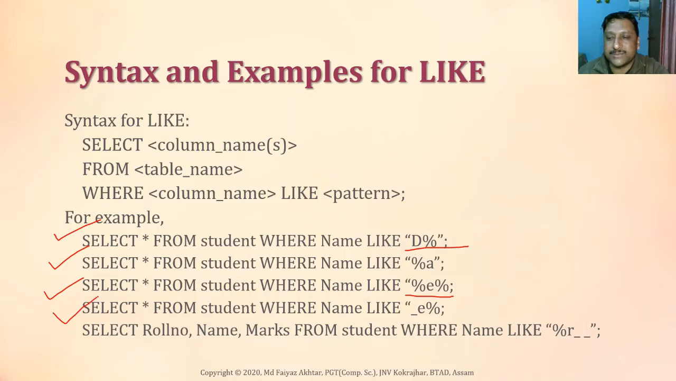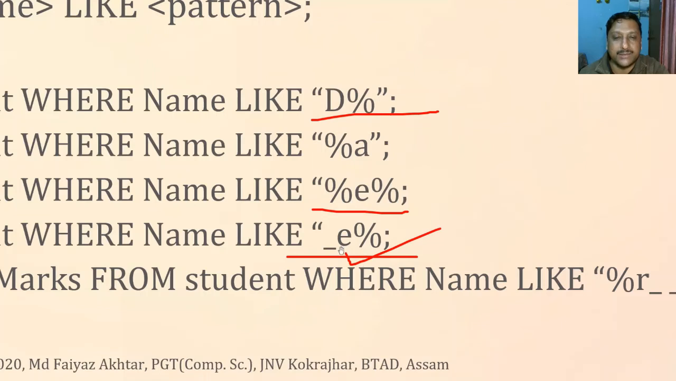Similarly, here is SELECT * FROM student WHERE name LIKE '_E%', which means the first letter may be any one letter, as the underscore is given, and the second letter must be E. After the second letter, the name may be of any length or any number of characters.